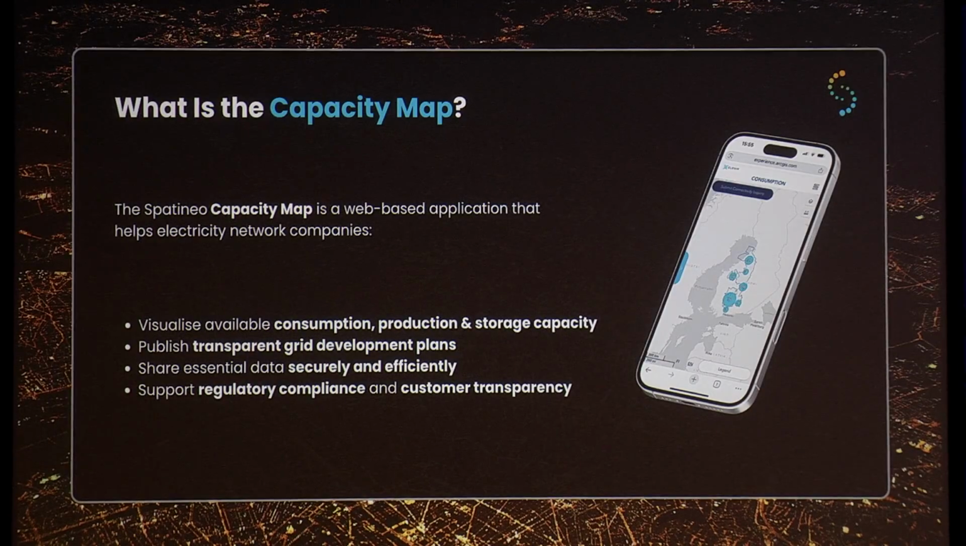So what is Capacity Map? It's a web-based application built on top of ArcGIS to visualize the consumption, production and storage capacity of the grid. You can publish grid development plans in this platform, and you can share different kinds of useful data for your customers in your grid area.